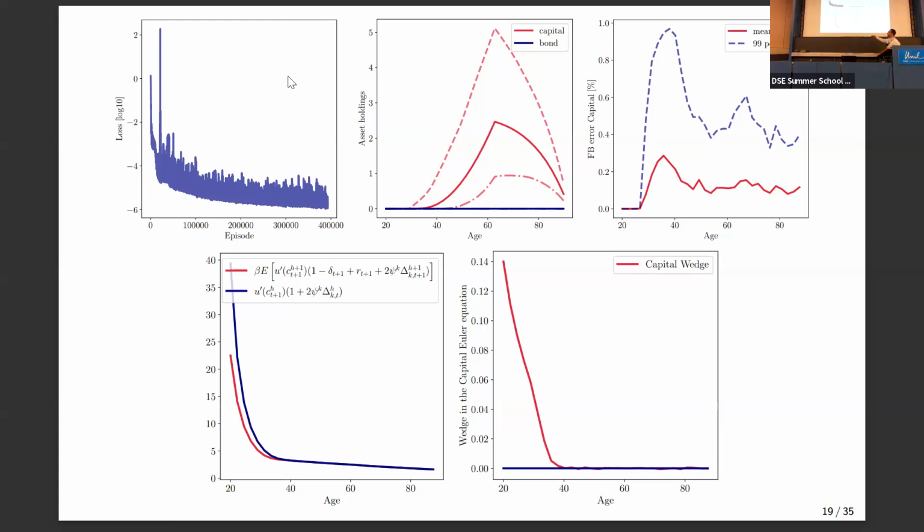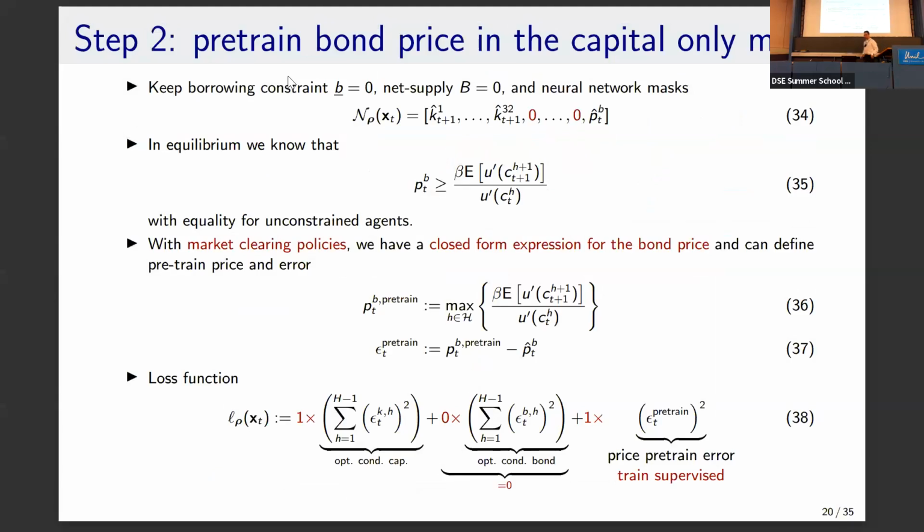Here you cannot see a lot, but later in what I will show you, you cannot. So here I'm showing you the wedge, which is just the difference between the right-hand side of the Euler equation and the left-hand side of the Euler equation, the way you are used to it. So here we see that when they are not constrained, this is 0, and when they are constrained, it goes up. Okay, this is step 1. Now, what is step 2?